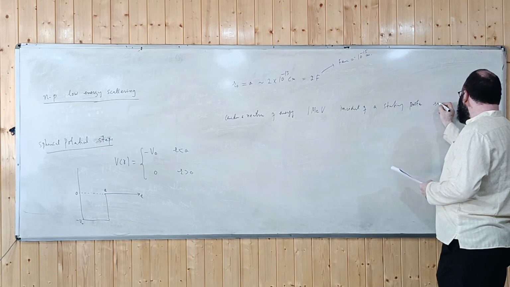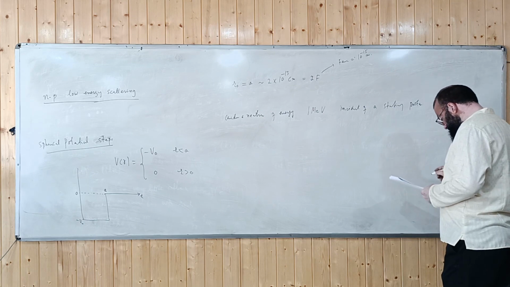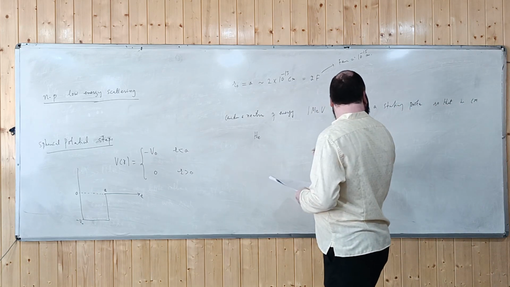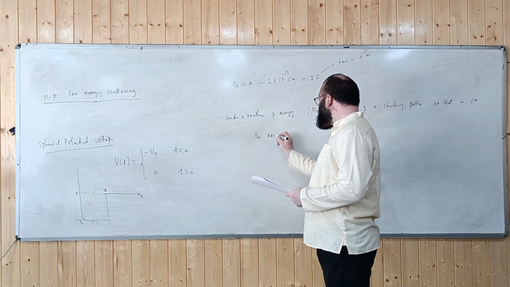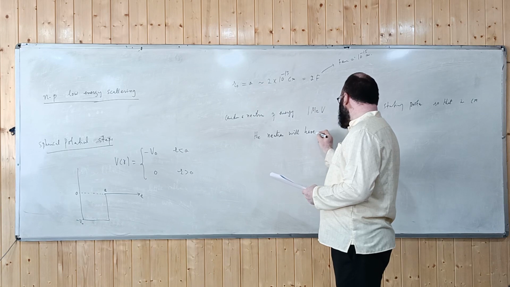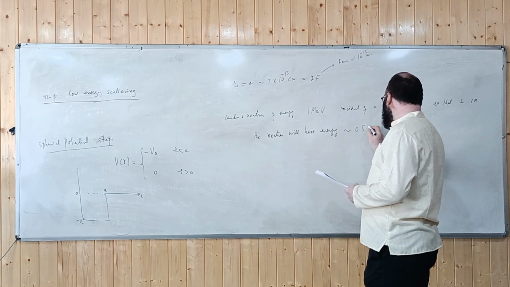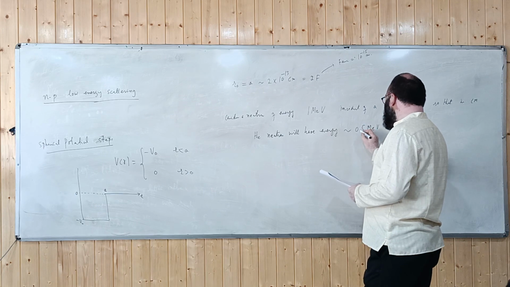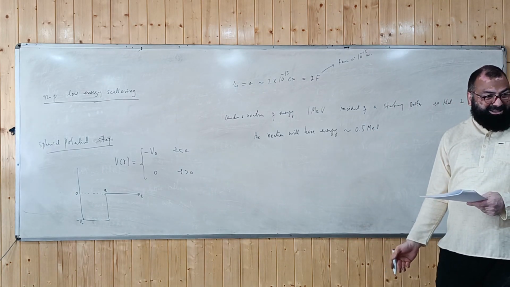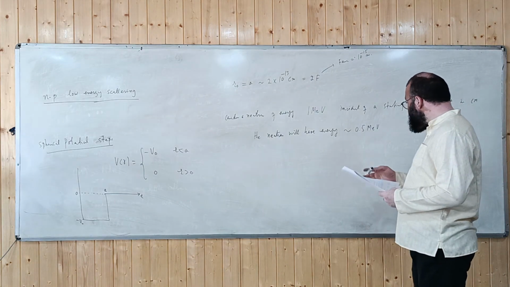So in the center of mass of the system, the neutron will have energy of the order of 0.5 MeV. What is it in the center of mass? Because neutron and proton we consider to have the same masses, it is half. Clear? Okay, good.